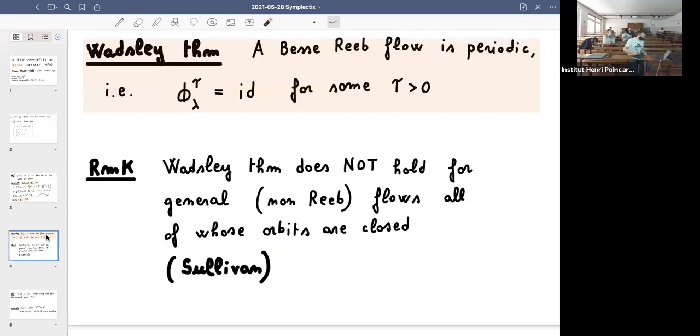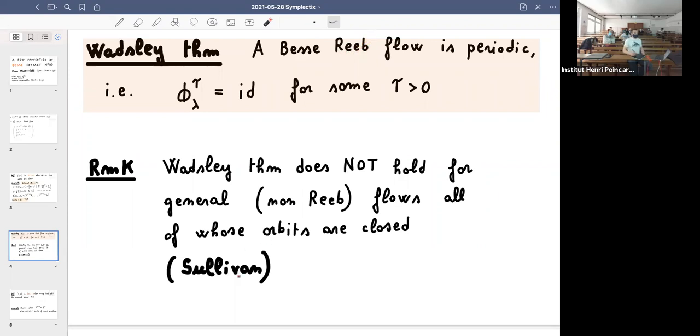Let me mention that it's a theorem due to Wadsley, a classical theorem from the 1970s, that the Besse Reeb flow is itself fully periodic. Namely, the time tau map of the Reeb flow is the identity for some positive tau. This theorem is classical, but it's actually not elementary. It's quite subtle. And if you drop the assumption of the flow being Reeb, the theorem is wrong.